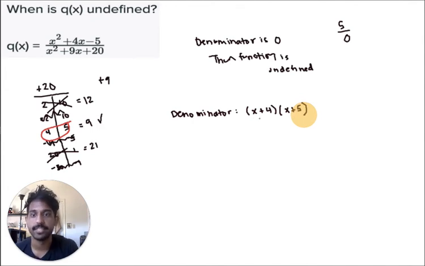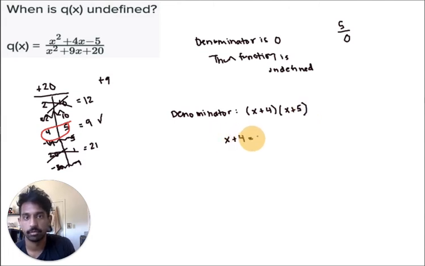When will these be 0? Well, it's just like we solved for the zeros of a quadratic equation. We want to find the values that might make this 0. What's going to make x plus 4 equal to 0? Well, subtract 4 on both sides. I see that that's going to be x equals negative 4. Then over here, x plus 5, in order for that to be 0, I'm going to subtract 5 from both sides. So I get x equals negative 5.